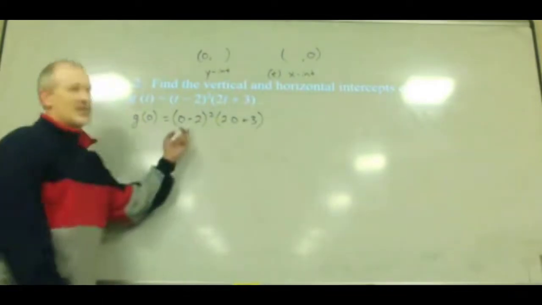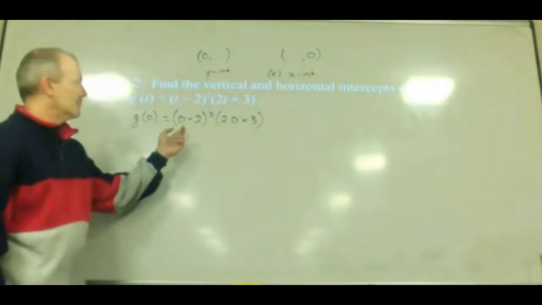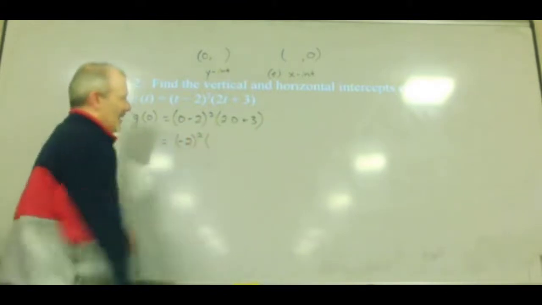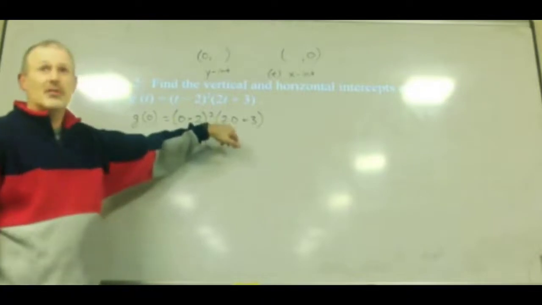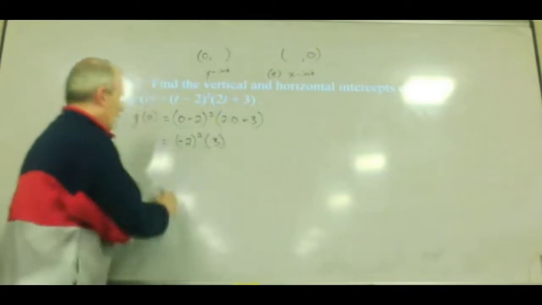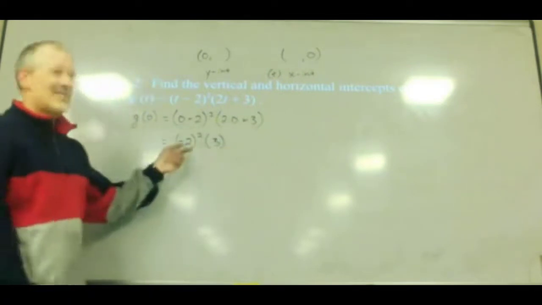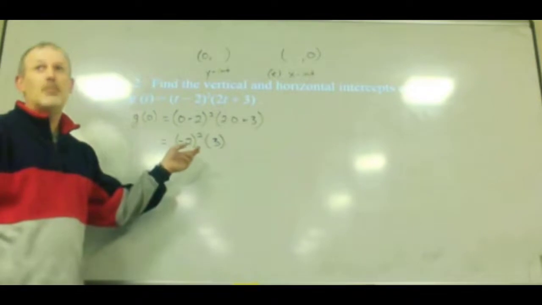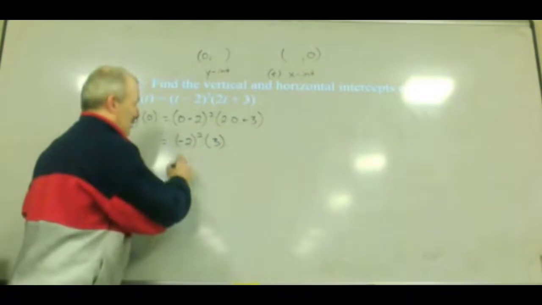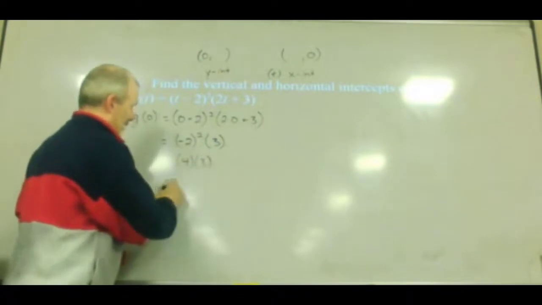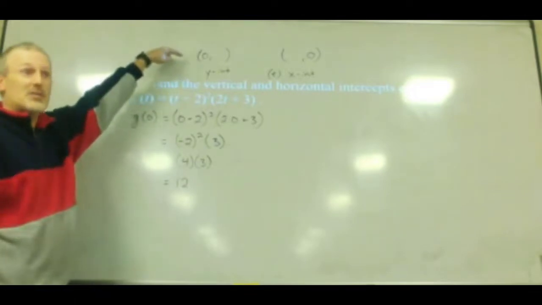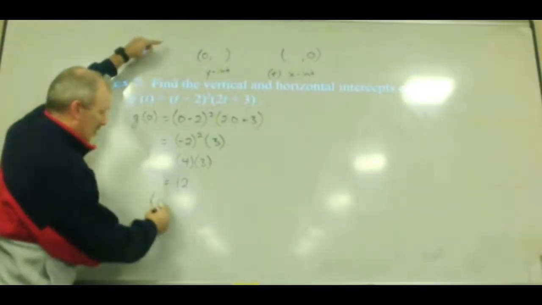So what is 0 minus 2? Negative 2. And that's still squared. And then I think we can do this probably in our heads. 2 times 0, 0 plus 3 is 3. And then here's where we have to be a little bit careful. What is negative 2 squared? Positive 4, right? Negative 2 times negative 2, positive 4. And then times 3, and we get 12. So 12 is our y-intercept, which means the way we write that is 0, comma 12.